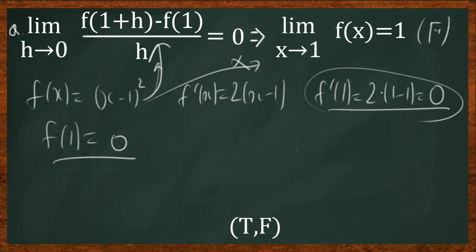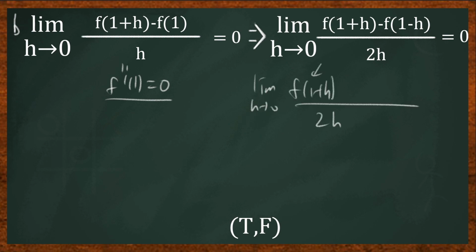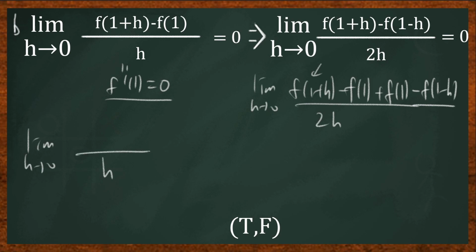Now let's try to solve the next one, B. When this limit is this and this limit is this, the first one is f'(1). Of course, f(x) should be continuous at x equals 1. If we change the second limit, it will be shown like this: minus f(1) plus f(1), which is adding 0.